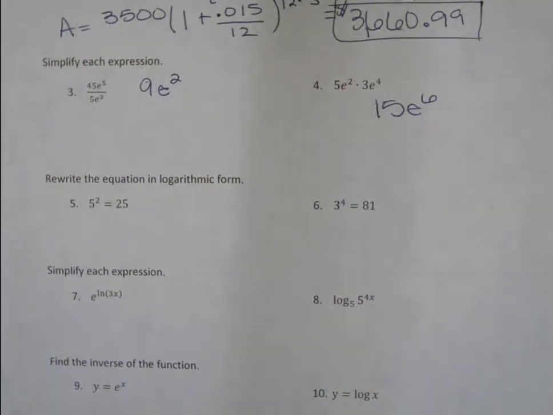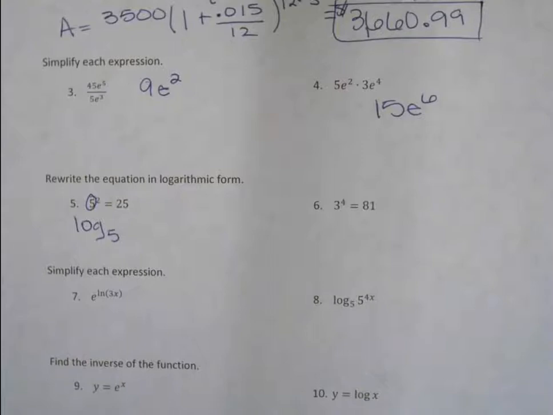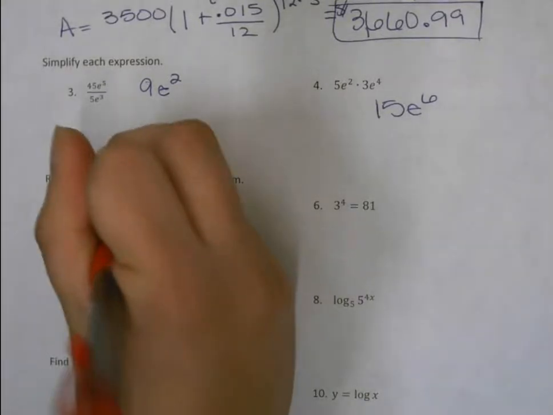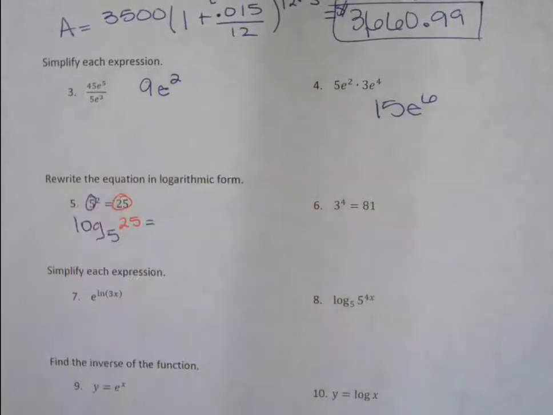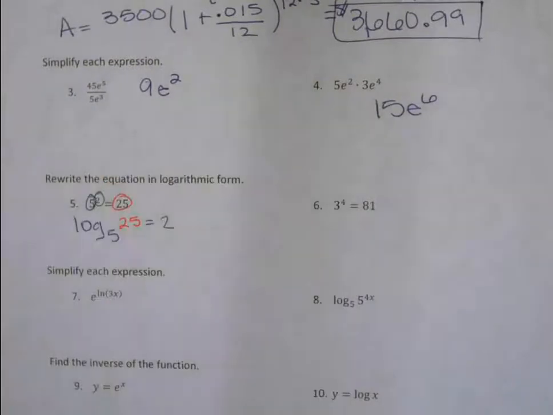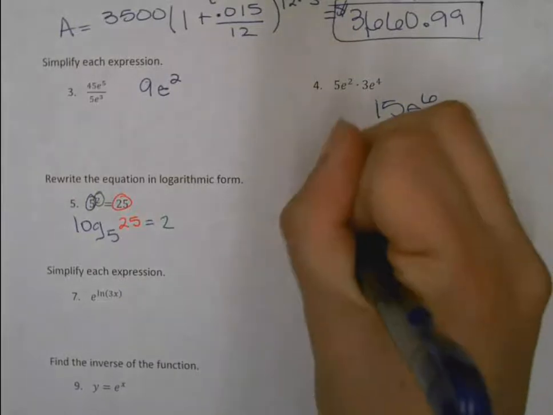Okay, number 5, how would I rewrite it in logarithmic form? Not 2. Not 25. 5. It's always the base of the exponent that goes down there. Yep. Yeah. 5 is subscript.